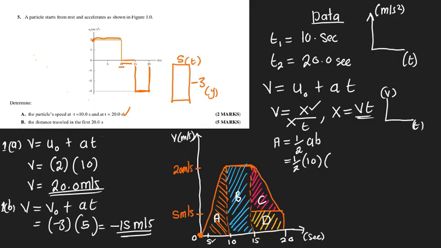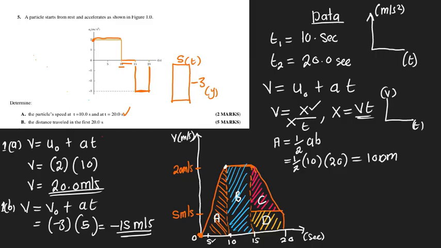Then what is b? Let's take it as the distance from here up to here, which is going to be 20. So what is 20 multiplied by 10? It's going to be 200 divided by 2. I'm going to get 100 meters.